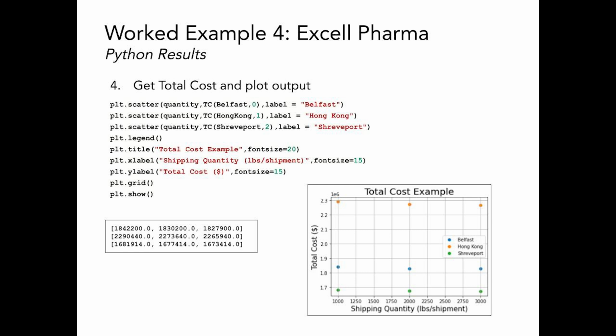To enhance the graph, we add titles, labels for the X and Y axes, and a legend to identify each supplier. Such graphical representation not only simplifies the comparison of total costs, but also highlights the impact of shipping quantity on supplier selection. Although we chose not to connect the data points with lines, doing so could further illustrate the relationship between order size and total costs for those interested in a more detailed analysis.